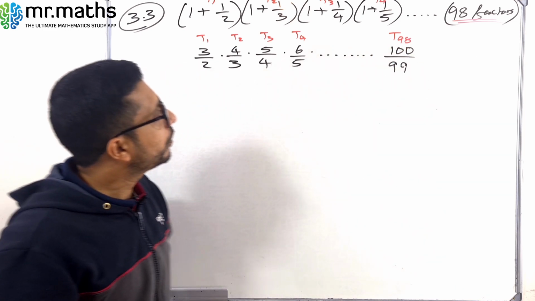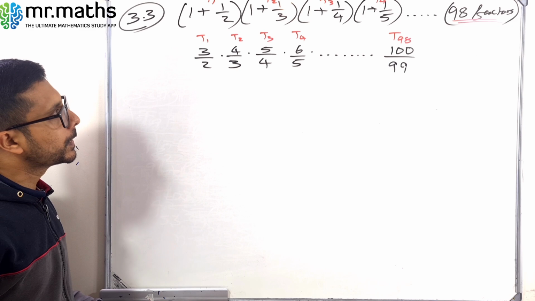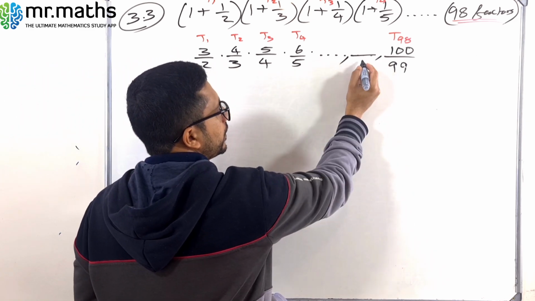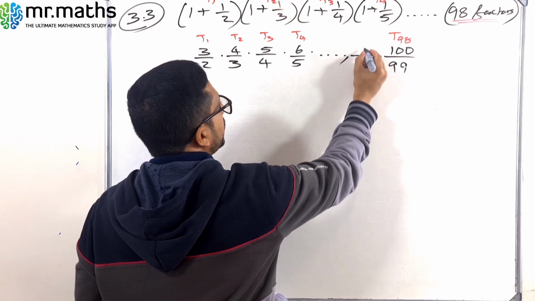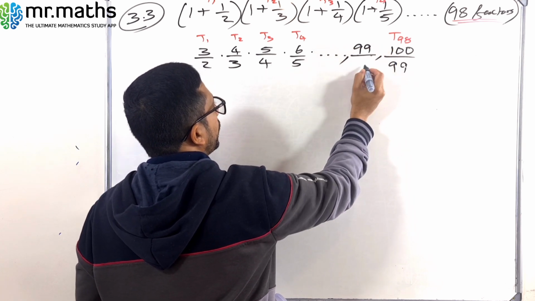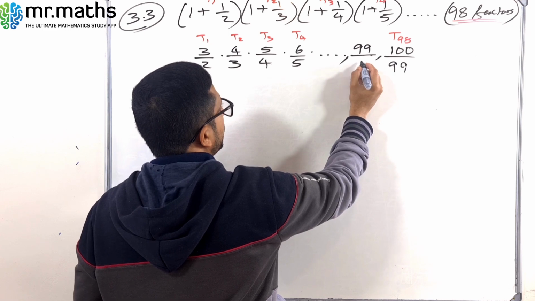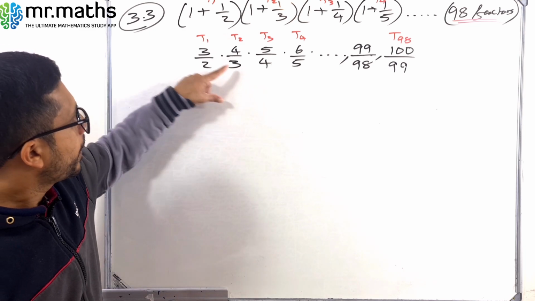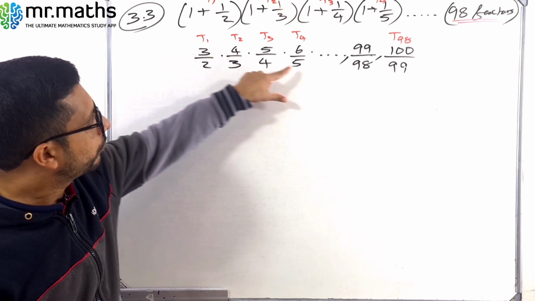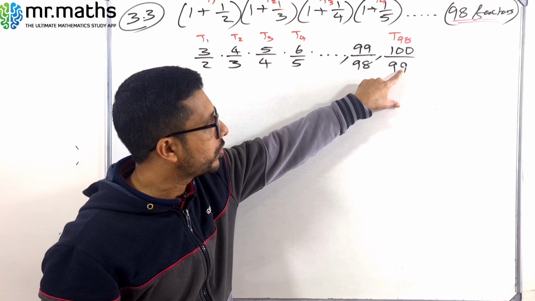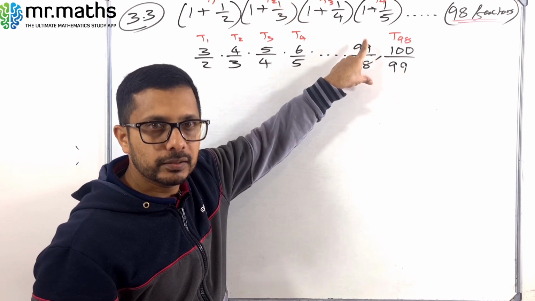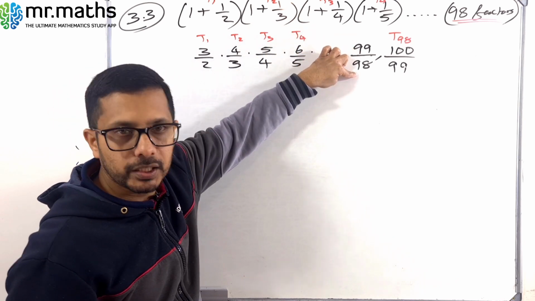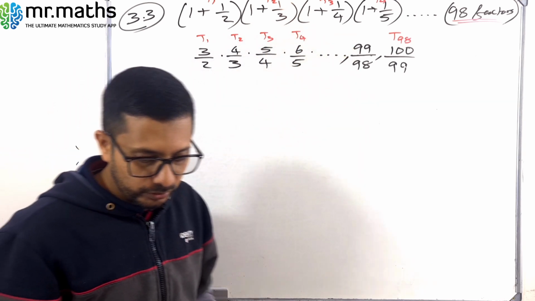So now look at this one, guys. What is the previous term? How can I write it? It is supposed to be 99 over 98. How do I get that one? Look at this one: here 3, 3, 4, 4, 5, 5. So here I am supposed to write 99, 99, then 1 less than this one here, 98. You understand?